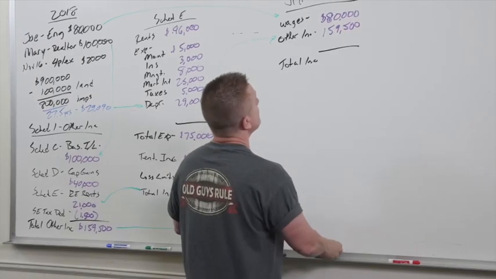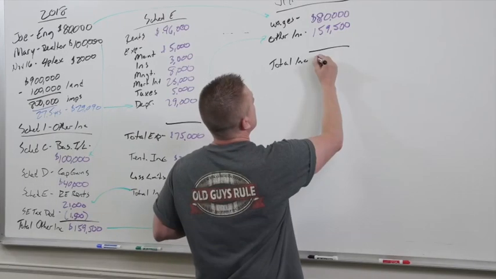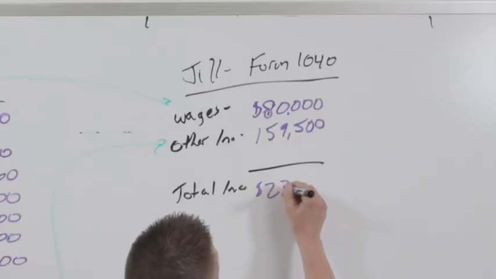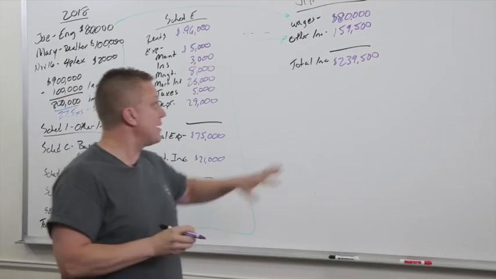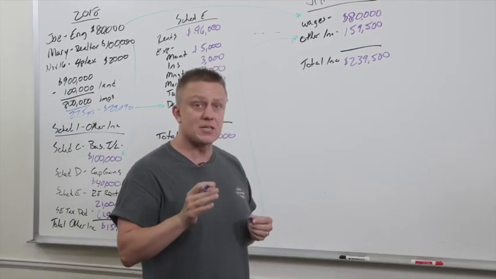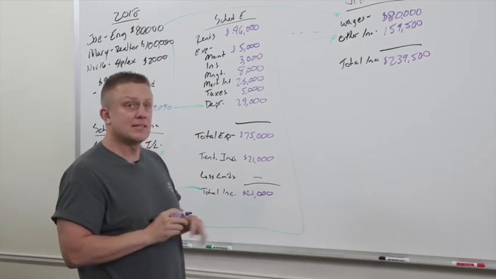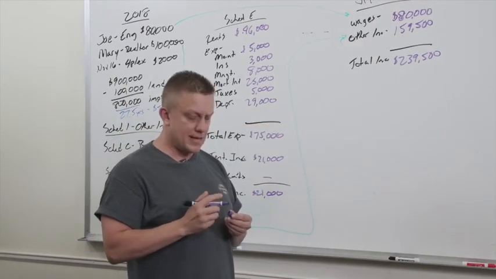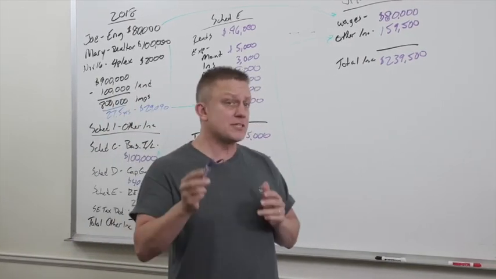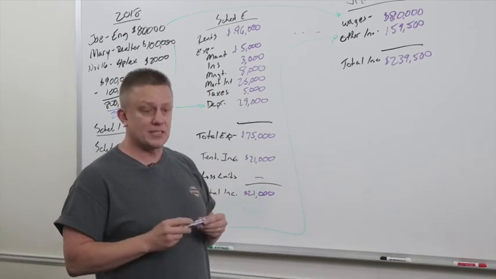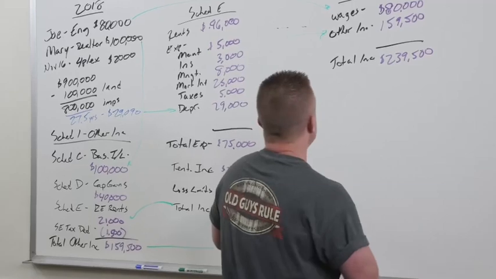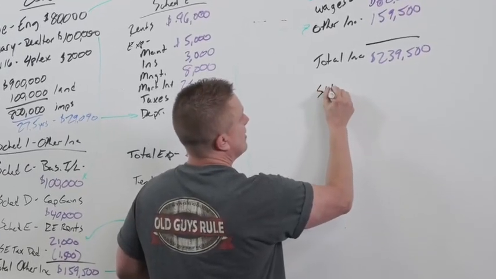Okay, for these guys, $239,500 in total income. Now, again, Joe and Mary don't pay tax on $239,000 because, like everywhere else we see, there is a deduction against this before tax is calculated. On Form 1040, the deduction, you can do it one of two ways. Schedule A is itemized deductions, or we can take what's called the standard deduction.